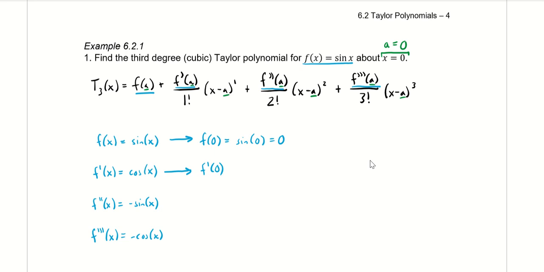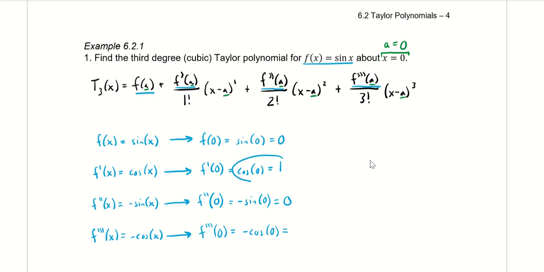This is the first derivative at 0, so the cosine of 0. Cosine of 0 is 1. Negative sine of x, that's my second derivative, so that's f prime prime at 0, or the negative sine of 0. Well, we already said the sine of 0 was 0, negative 0 is still just 0. And then my third derivative at 0 is going to be negative cosine of 0. And we said cosine of 0 is 1, so negative cosine of 0 is negative 1.